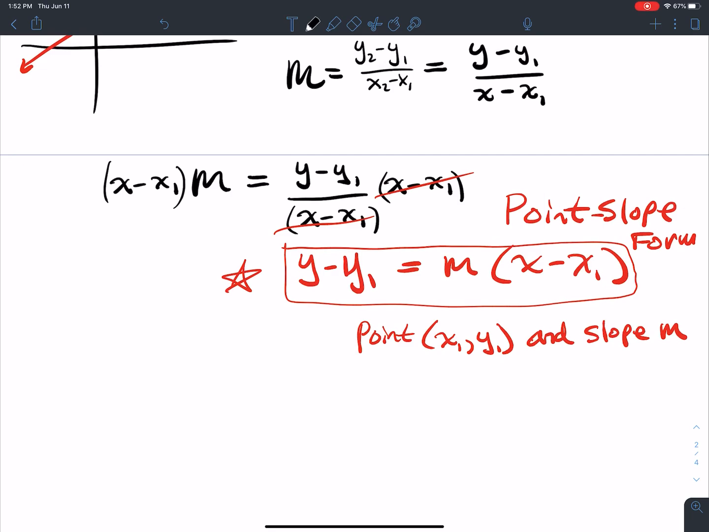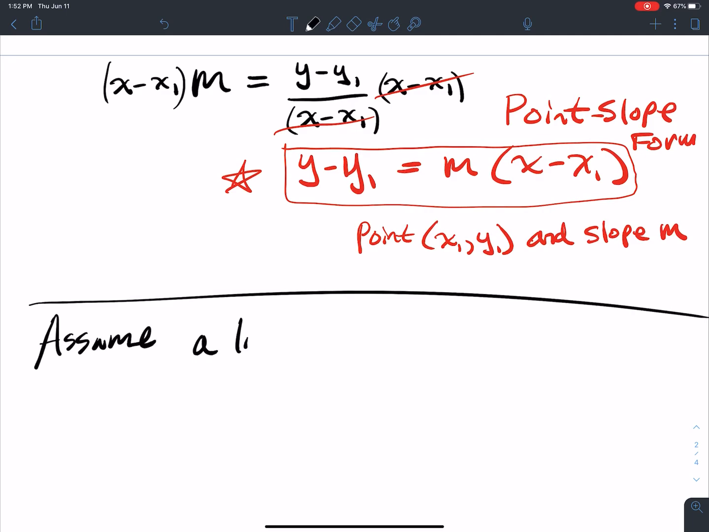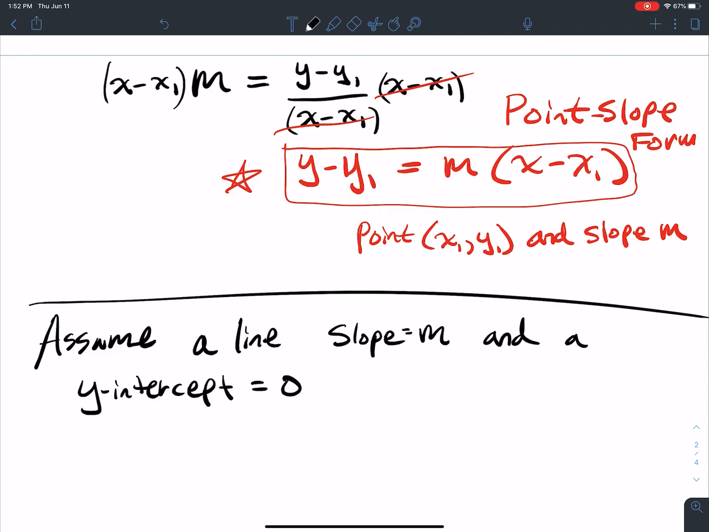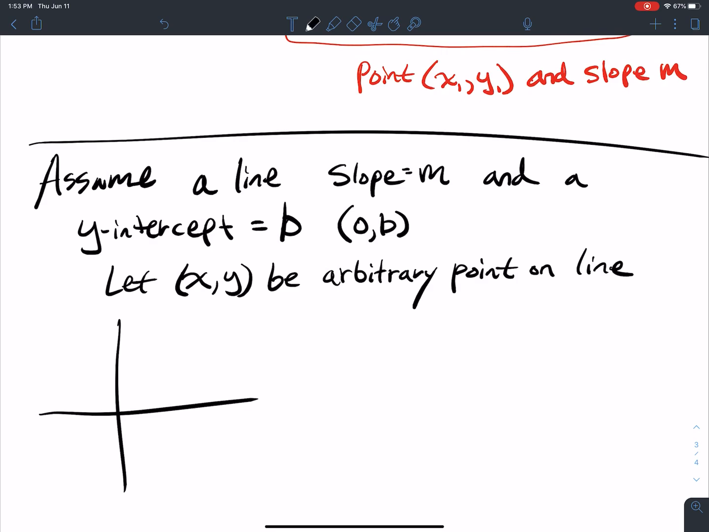Now, to find the slope-intercept form, I'm going to assume a line has a slope m and a y-intercept equal to b. Okay? So that b in a location, the intercept is 0, comma b. So I'm going to let x comma y be an arbitrary point, just like I did last time, on the line. So my graph, my line, now the intercept is 0, comma b, and my slope is m.